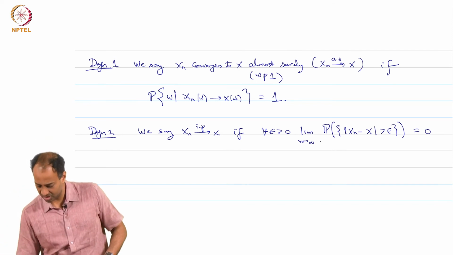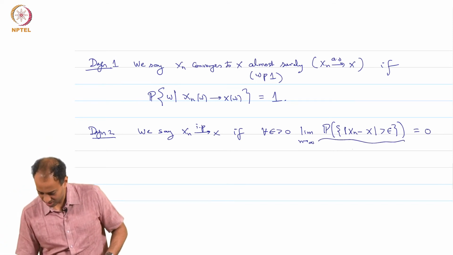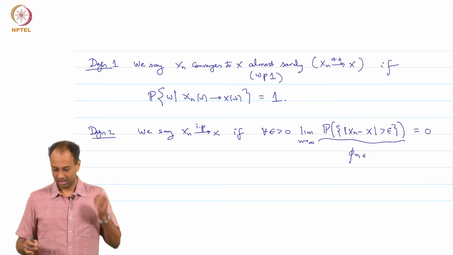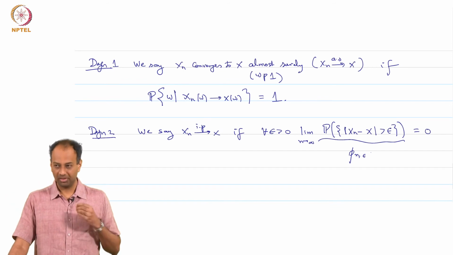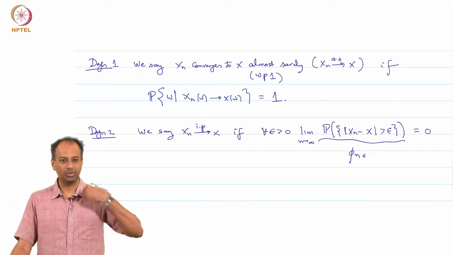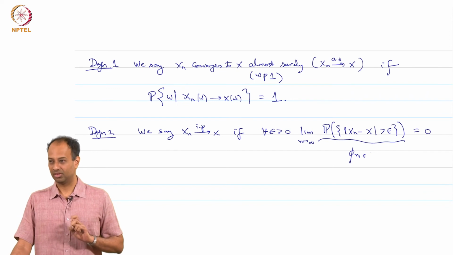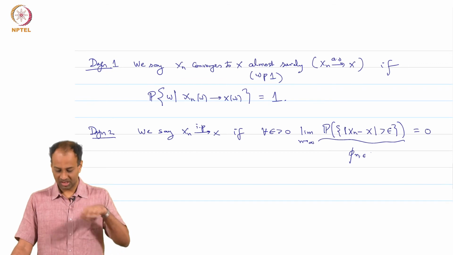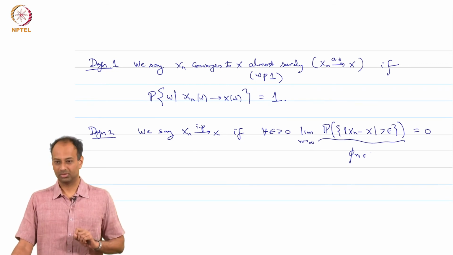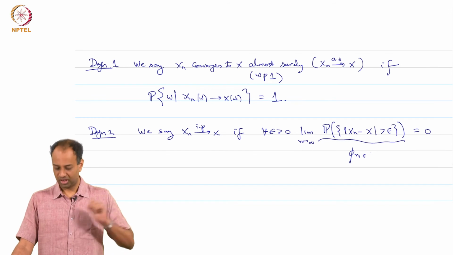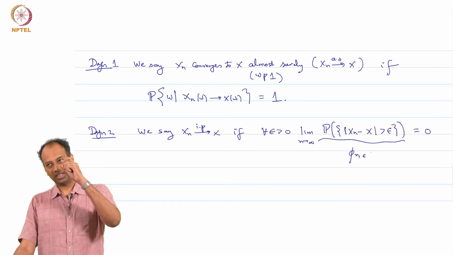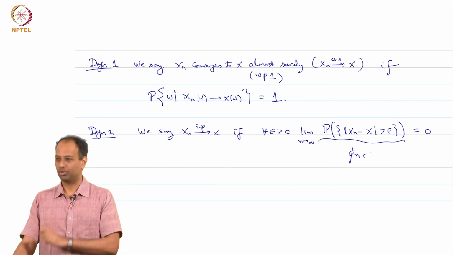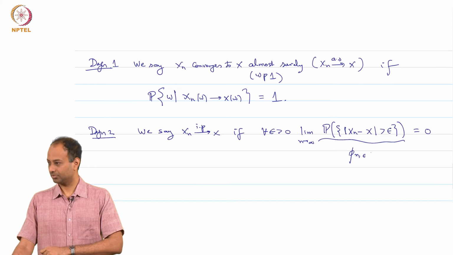So, you can call this some p of n comma epsilon if you like, it is a probability, right. This p of n comma epsilon for every fixed epsilon is a sequence of probabilities in n, right. For each n you get a probability, and this sequence goes to 0, that is all we are saying, right. So, for large n the probability that X_n is different from X by more than epsilon is very small, okay.